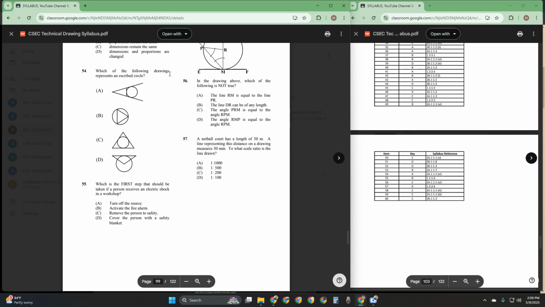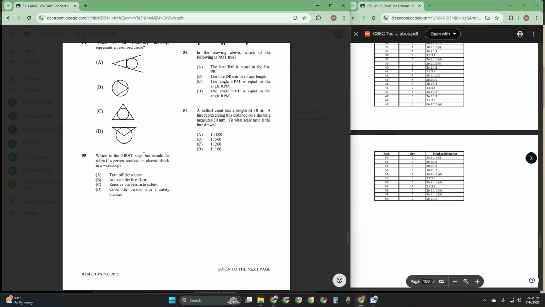54, which of the following drawings represents an ascribed circle? Is it A, B, C, or D? An ascribed circle. Number 54, the answer is A. And A makes sense. We have to note the difference between inscribed, circumscribed. So B would be circumscribed, and C would be inscribed, but A is ascribed. So please note that. 54A.